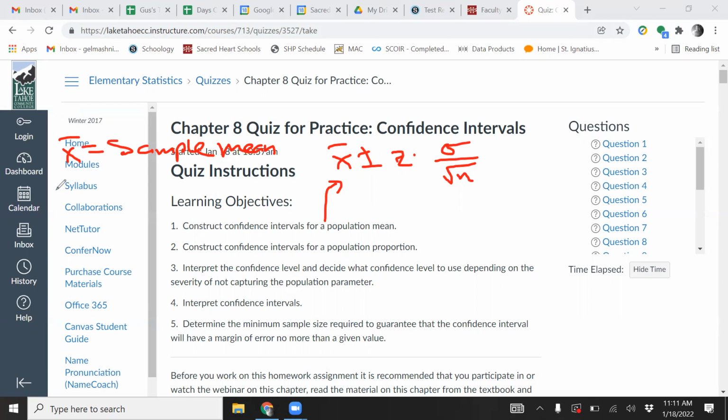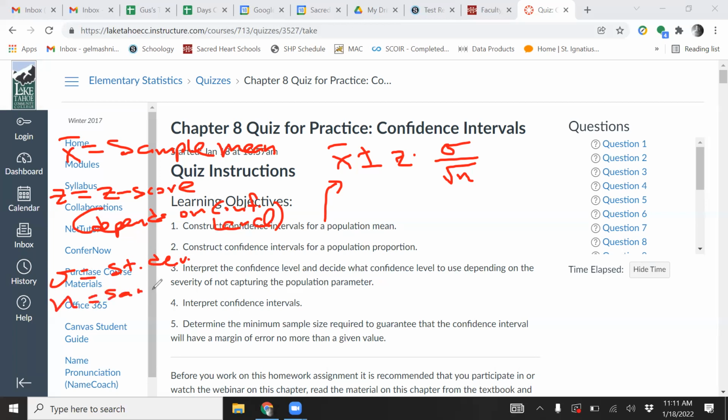Of course, Z is a Z score. It depends on the confidence level, whether you do 90, 95, 99, or whatever. Sigma is the standard deviation. And n is going to be the sample size. Okay, I'll give this to you, and I'll even tell you what these things mean also. I mean, you should know, but I'll tell you. Not a big deal.